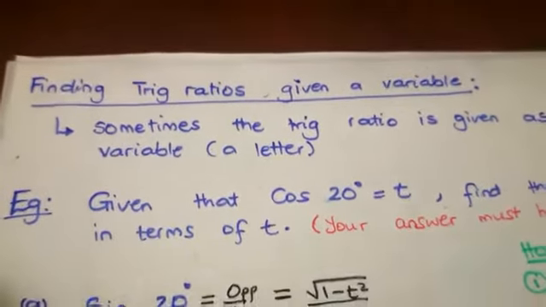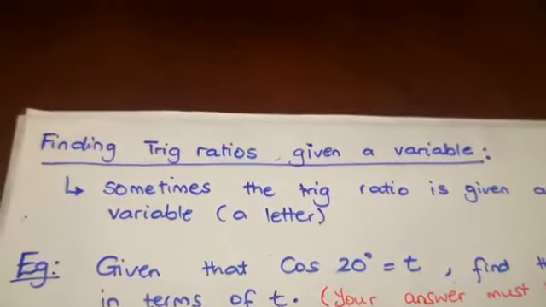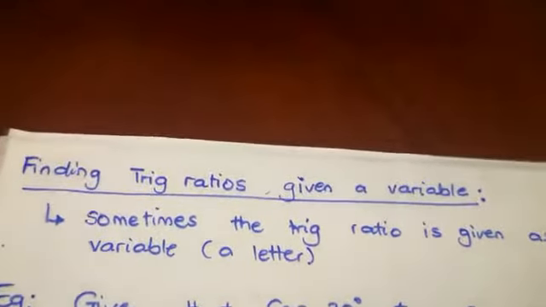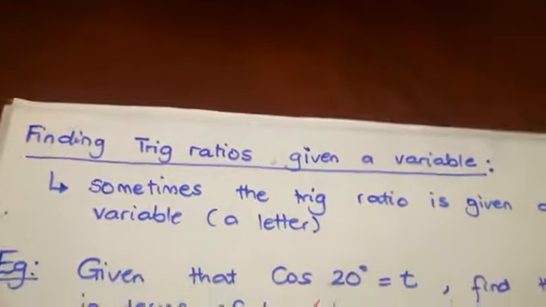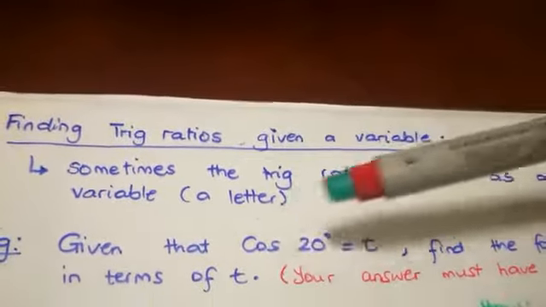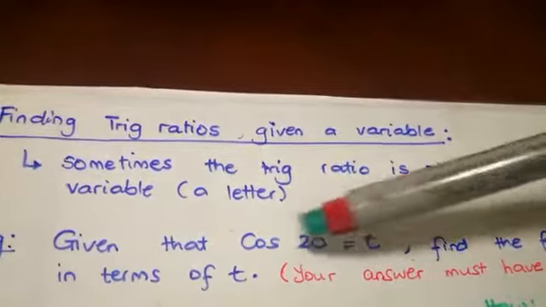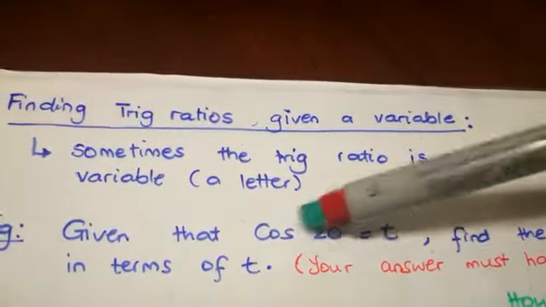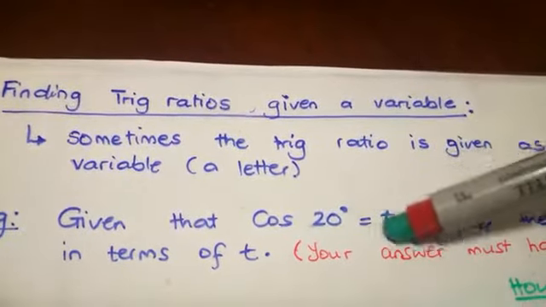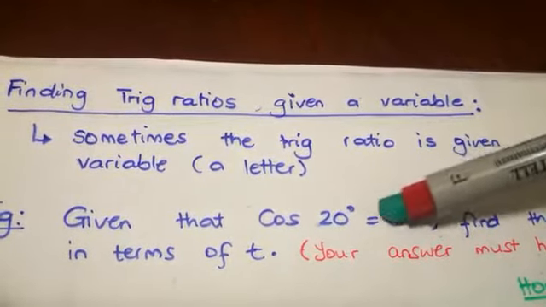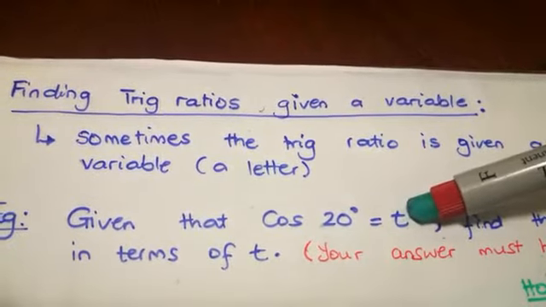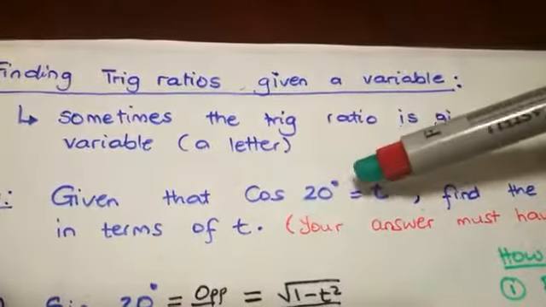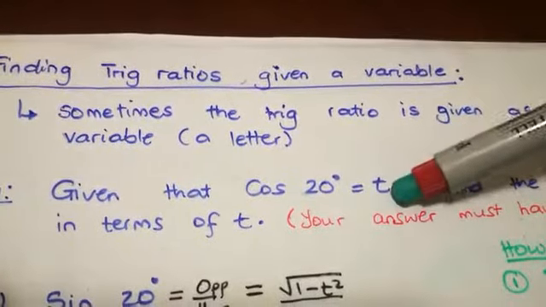Good day, grade 11s. Today we are going to look at finding trig ratios when given a variable. What I'm talking about is something like this, where you are given the trig function here with an angle, and then instead of having a decimal or a fraction, you are given a letter like this. And then you are expected to find the other trig ratios in terms of t.